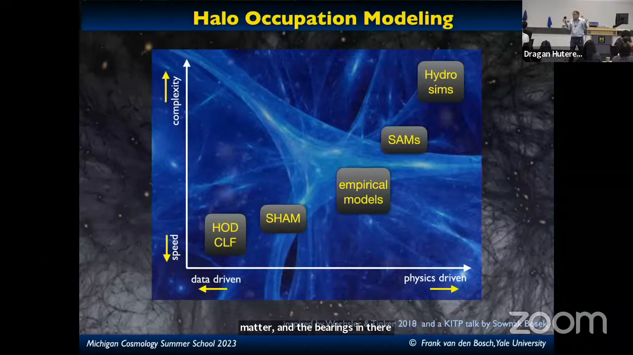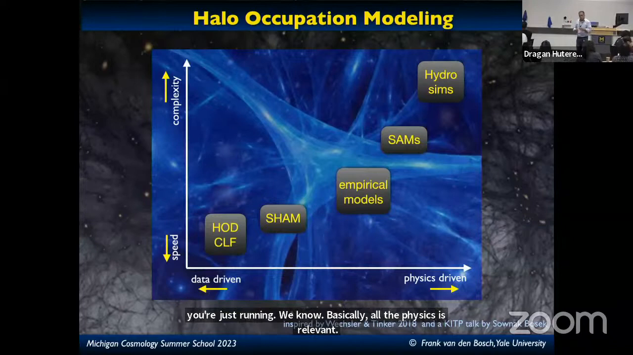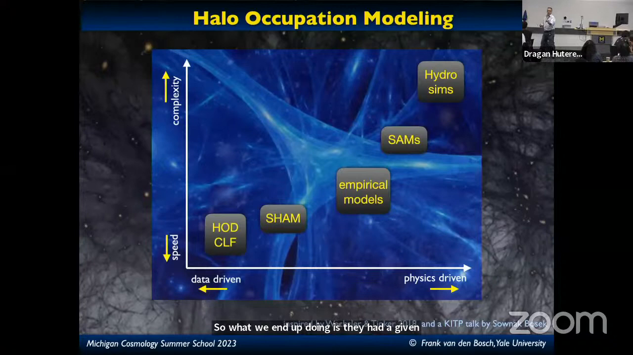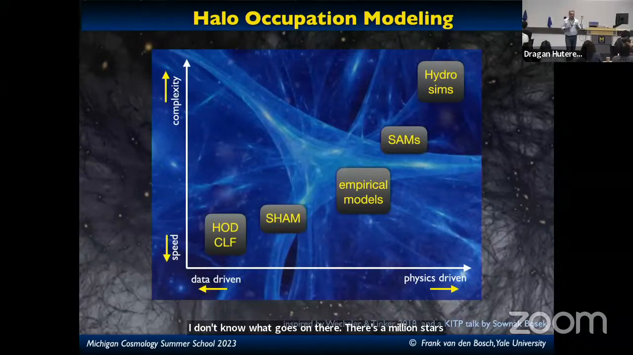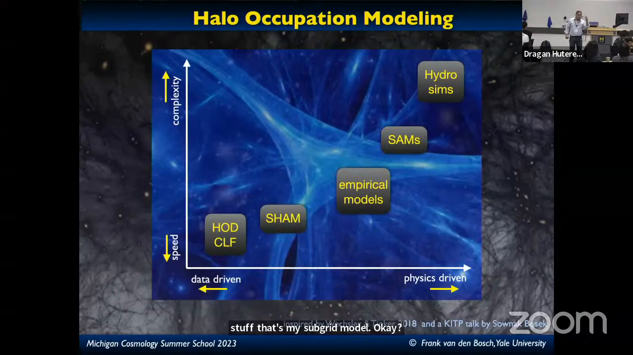Okay? We know basically all the physics that is relevant, but the problem is we can't resolve all the necessary physical scales. So what we end up doing is say at a given mass resolution element of my simulation, I don't know what goes on there. There's a million stars inside that little volume, and they're doing all sorts of stuff. And I'm just going to describe the effective outcome of that as saying, oh, there's a certain amount of energy coming out from supernova, and that's going to do some stuff. And that's my subgrid model. Okay? Every one of these simulations uses a subgrid model to describe what happens sub-resolution. And that's the tricky part. That's why two simulations never agree with each other, because everyone uses a slightly different subgrid physics model.